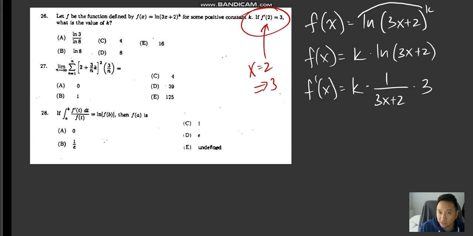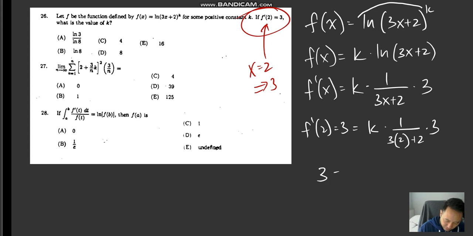I'm going to use that to solve for k. So f prime of 2, which equals 3, should equal k times 3 over 3x plus 2, substituting 2 for x. So 3 equals 3k on top, and on the bottom you have 6 plus 2, which is 8. Solving for k, I believe you get k equals 8, and that is choice D.